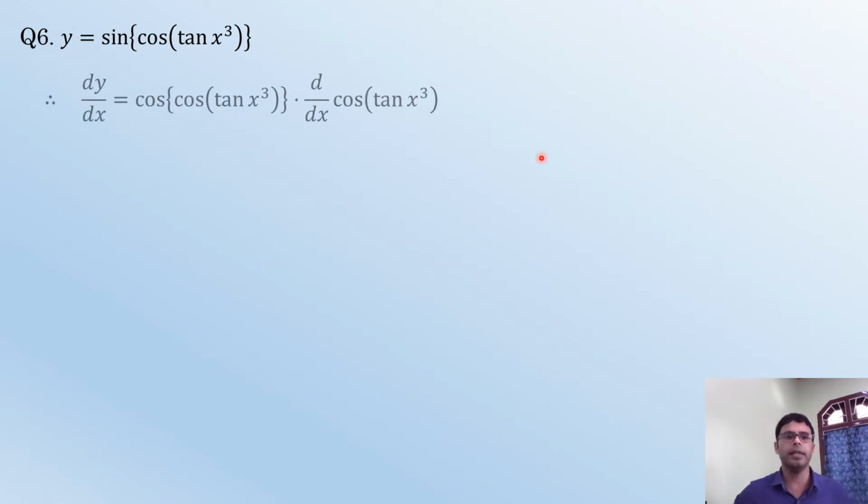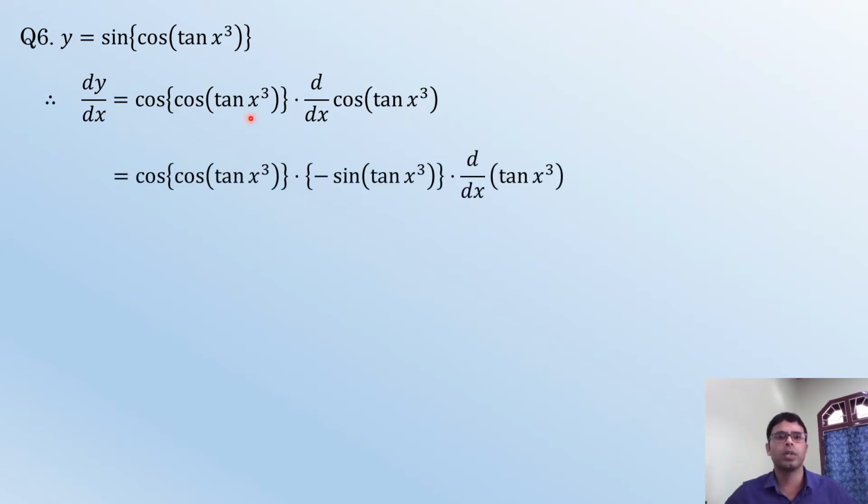So you see that line: dy/dx is equal to d/dx of sine is cos, this total term remaining the same, times this is considered as x, so d/dx of this term. The next line will be cos remaining the same, times d/dx of cos function is minus sine of this term remaining the same, times this is considered as x, therefore it is d/dx of tan x cube.